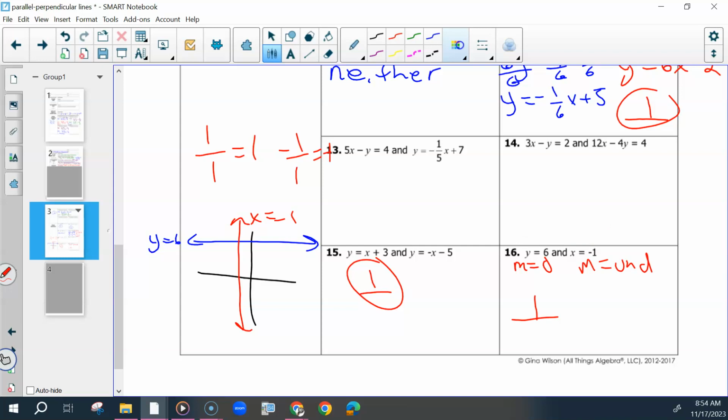Okay. Questions on how we find slopes from the equations? Go on to the next page. Oh, sorry. Did we have any others that we wanted to see from this page before we go on?